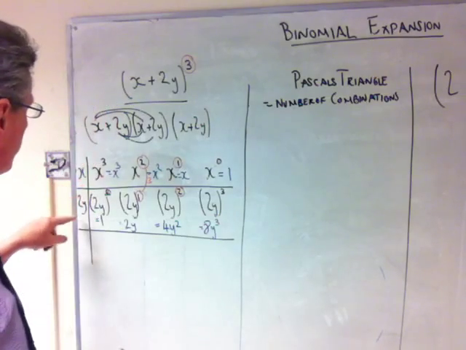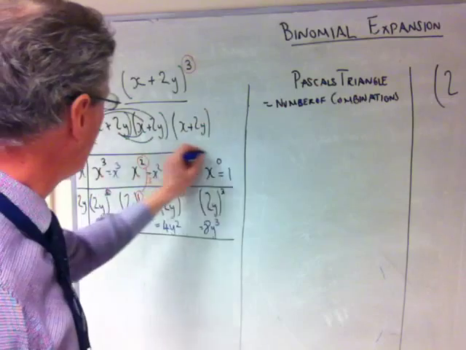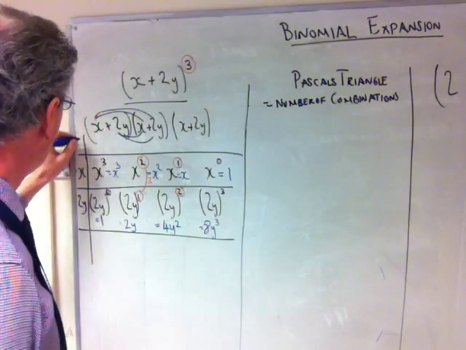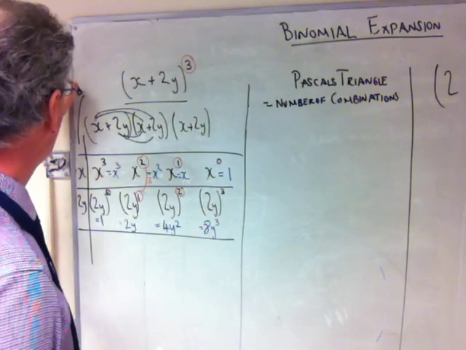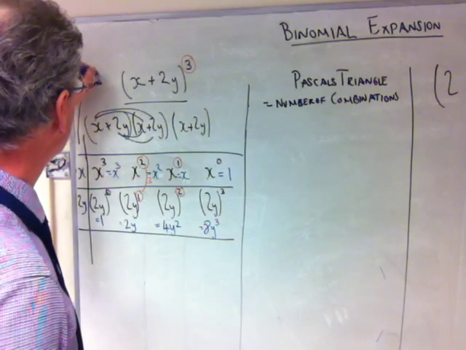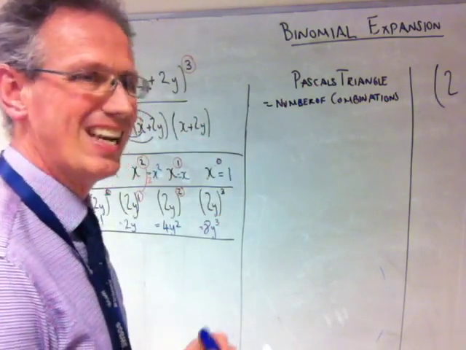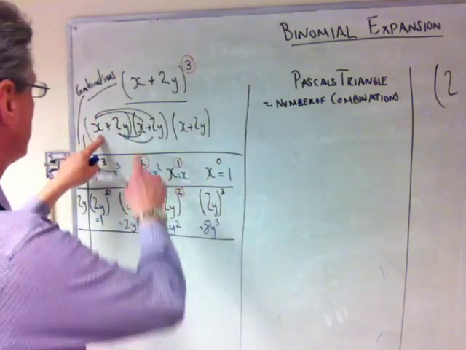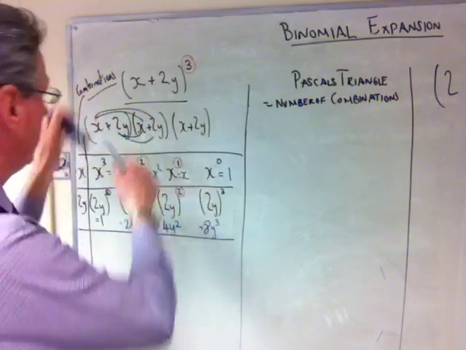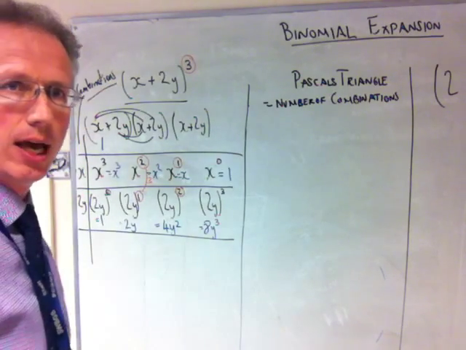So we've got our x term, we've got our 2y term. But we also have to add to this the number of combinations. What number of different ways can I get x cubed? Well, there's only one way you can do it. That's x times x times x. So there is only one possible way of doing that.